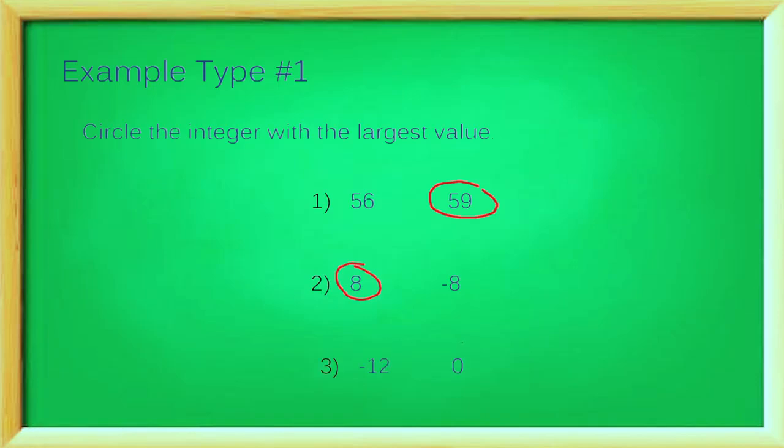The last example is -12 and 0. This might seem a little tricky because you may think, oh, 12, that's an actual number. 0 means nothing, so 12 would be larger. No, that's actually wrong. 0 is larger than -12 because 0 means you have nothing. -12 means you're in the hole. You actually owe somebody. So as soon as you do get something, it's going to go away from you and go to somebody else because you have to pay somebody else back.